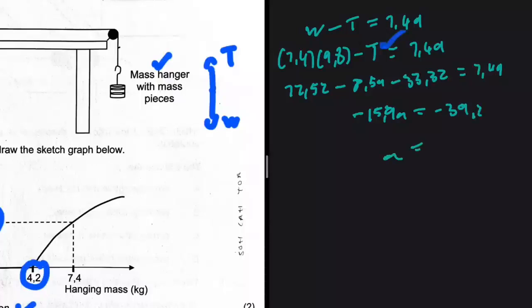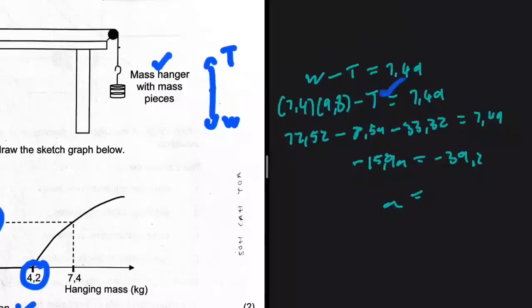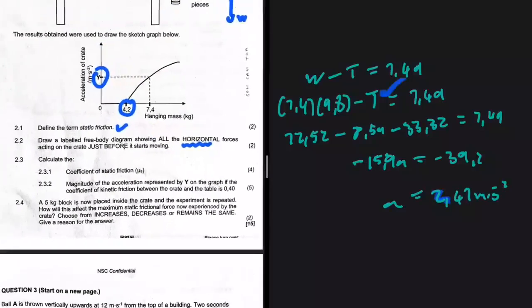So the acceleration is equal to minus 39.2 divided by 15. Is this 15.9 or 15.19? I forgot what I wrote there, because it's not clear. So minus 39.2 divided by minus 8.5 minus 7.4. I can just do that because I'm not sure what I wrote there anymore. So the acceleration that I'm getting is 2.47 meters per second squared. That is the answer to 2.3.2.